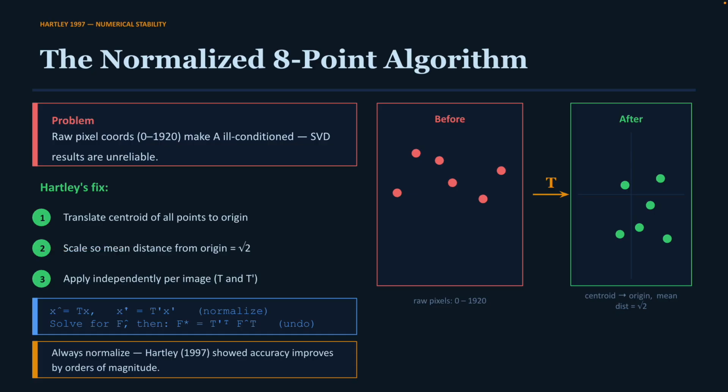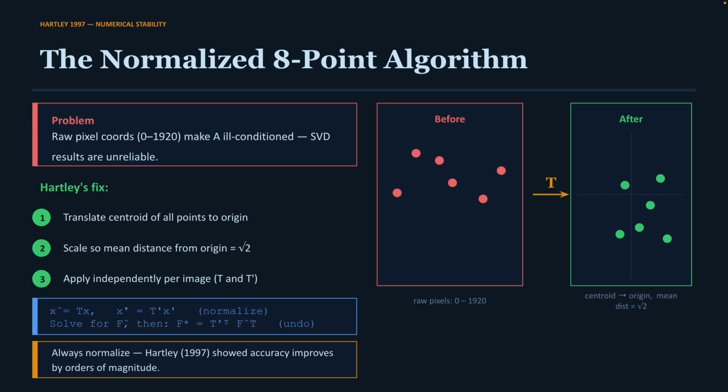This is a step that makes the algorithm actually work in practice. Hartley showed in 1997 that without normalization, the 8-point algorithm gives poor results. The problem is that the raw pixel coordinates range from 0 to 1920 or more. When you multiply these together to build A, you get entries spanning many orders of magnitude. This makes the matrix ill-conditioned and SVD becomes numerically unstable.